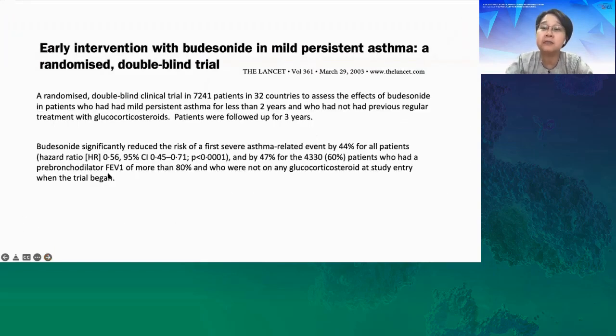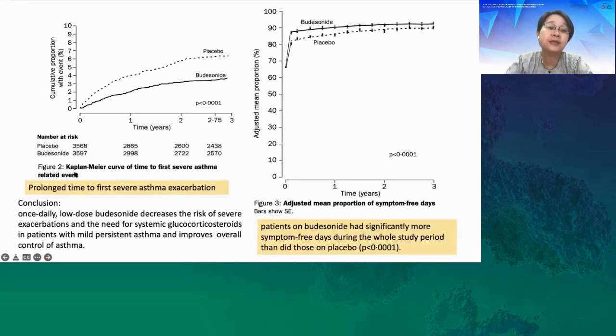This is another study which was published in 2003, again looking at mild persistent asthma, and the patients were followed up for 3 years. They found that budesonide significantly reduced the risk of first severe asthma-related event by 44% for all patients, and 47% for patients who had pre-bronchodilator FEV1 of more than 80%, and who were steroid naive at entry. So you can see from this graph that there was a prolonged time to first asthma exacerbation, as well as this.